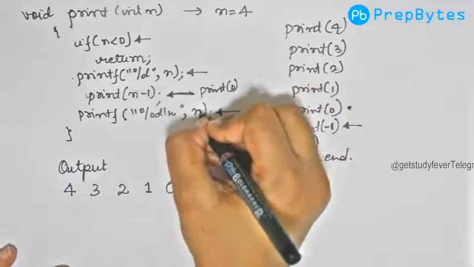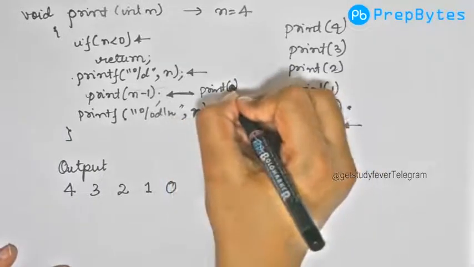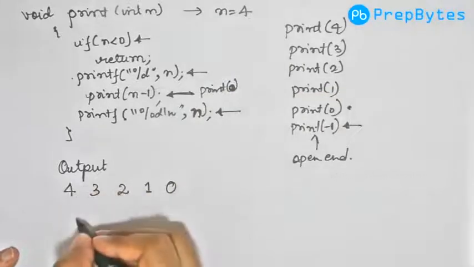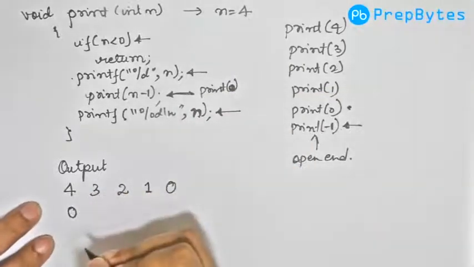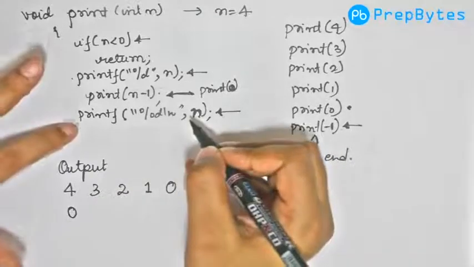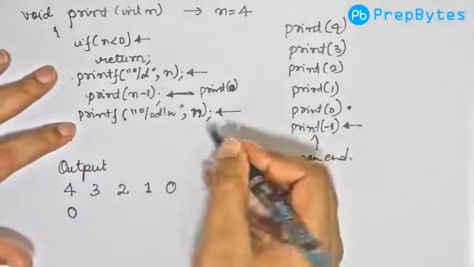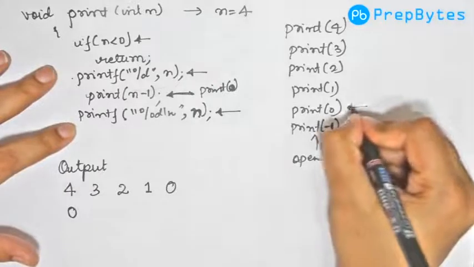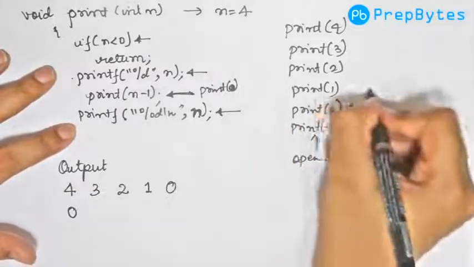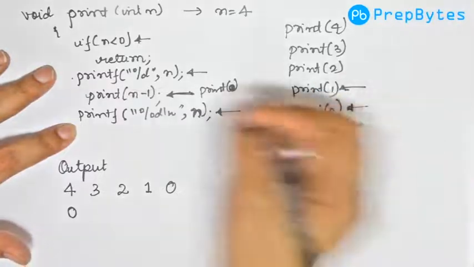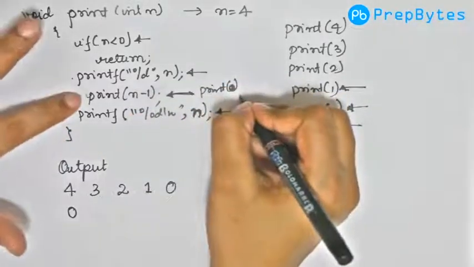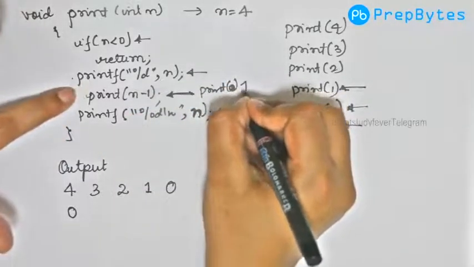And what do we have as the value of n here? It is 0. So I'm writing it on another line. Now what will happen? 0 will get printed. Okay. So after 0 gets printed, we don't have anything else to execute. Again, print of 0 will be removed from the stack, and the control will go to print of 1. So again, it will be print of 1.